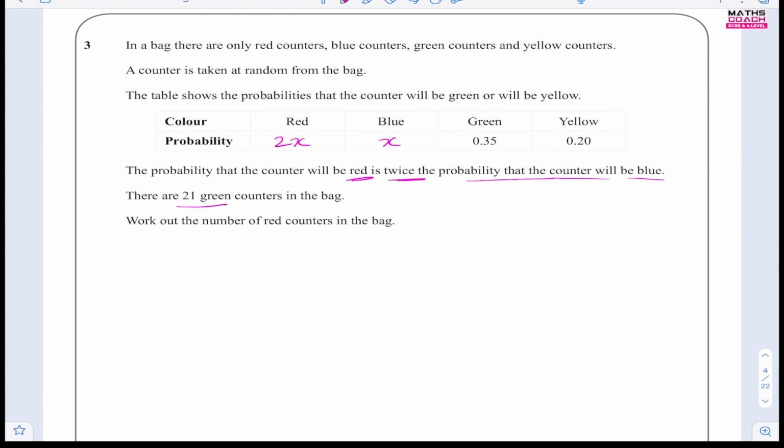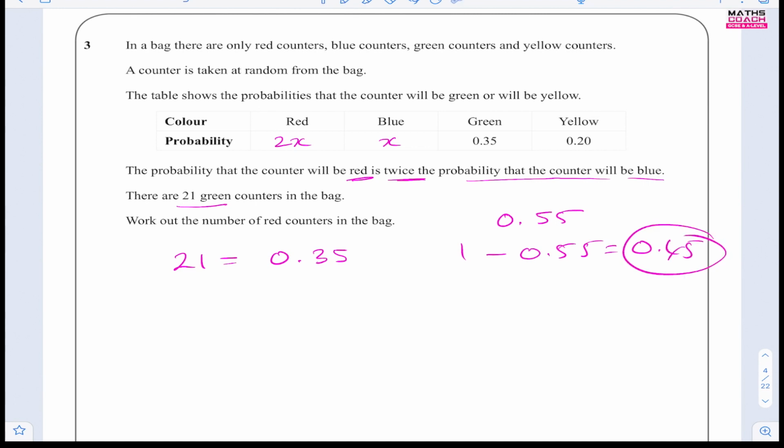Now there are 21 green counters in the bag, and the probability of a green is 0.35. So therefore 21 is equal to the probability of 0.35. Work out the number of red counters in the bag. Let's add up these two. So 0.35 and 0.2 is equal to 0.55, and take that away from 1, and that gives us 0.45. That means that these two probabilities are equal to 0.45.